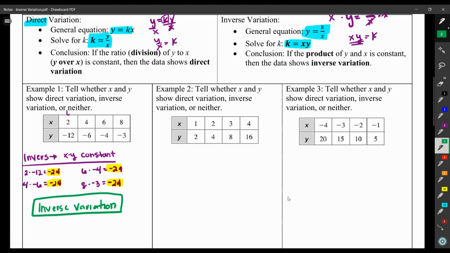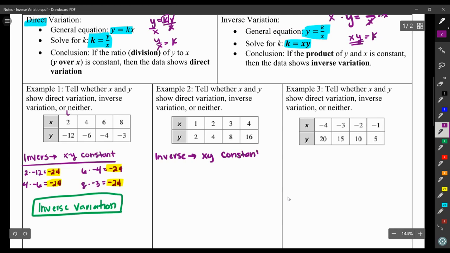So let's look at number 2. Again, I think multiplication is easier than division, so let's start again with inverse. And so that means x times y will be constant. So we're going to start with the first x and the first y. So 1 times 2 is 2. So let's do the second x and y. 2 times 4 is 8. Well, that's already not the same number. So that means that this is definitely not inverse variation.